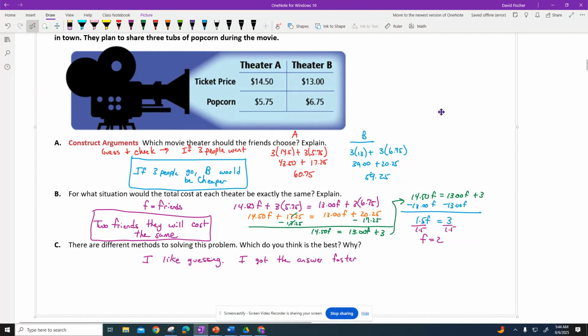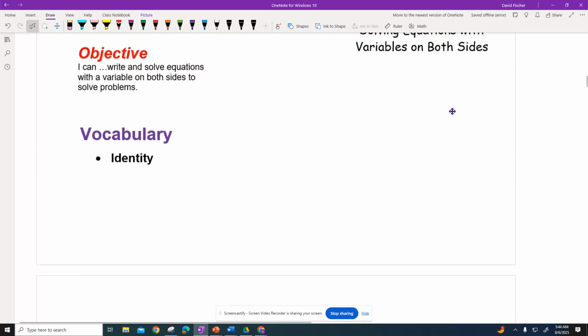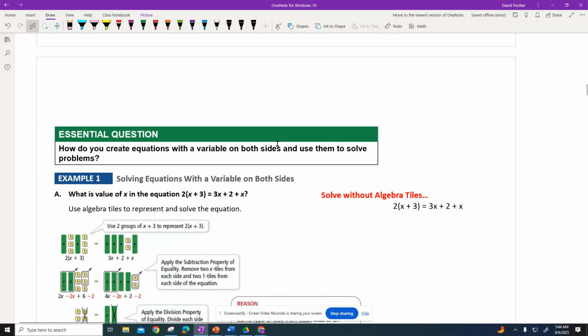All right, so practice writing equations here. It's expected that we're able to do that by now, okay? And we get a lot of word problems, so let's keep practicing. Don't give up. All right, so today we want to be able to write and solve equations with a variable on both sides and solve those problems. All right, vocabulary is identity.